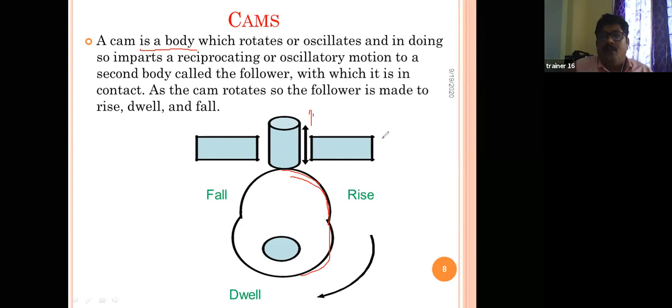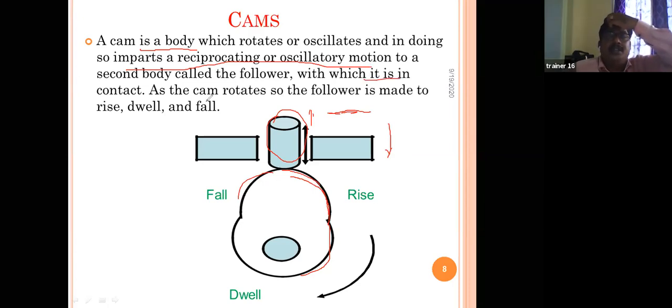In this dwell, what happens? It is the same. There is no motion, it is constant. And when it comes to this region while rotating, this is nothing but the fall. That means it goes down. Here, the cam is nothing but a body which rotates or oscillates, imparting a reciprocating or oscillatory motion to a second body. That is called the follower.